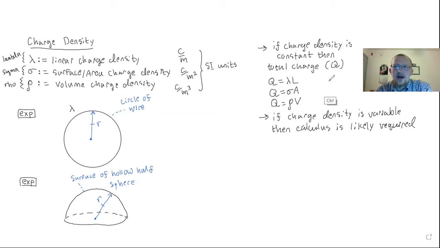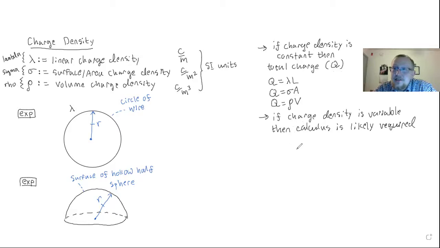Down one below, we have big Q, total charge, equals the surface charge density times the surface area. Once again, the units work out nicely: sigma is coulombs per meter squared and total area is meters squared, so once again we cancel and get total charge. Same thing for the last one here: the volume charge density times the volume gives us our total charge. If our charge density is constant, these equations work all across the board.